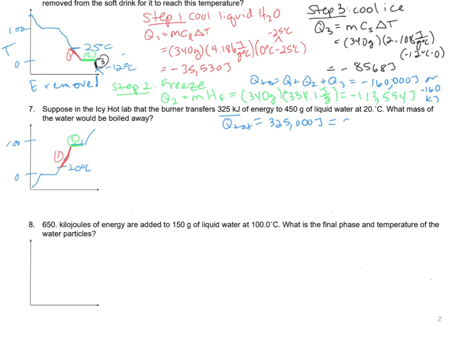So the total energy, since we have 2 steps, is going to equal the sum of the energies of the 2 steps. So what we'll do is we will solve for Q1 and find the energy it will take to heat the water up to 100 degrees. And then we'll subtract to find out how much energy is left to boil the water, and we'll use that to solve for the mass of water that is boiled. So we'll start with step 1, which is heating the liquid water.